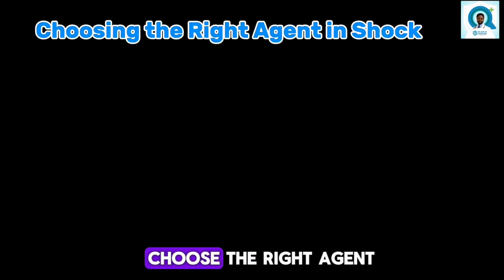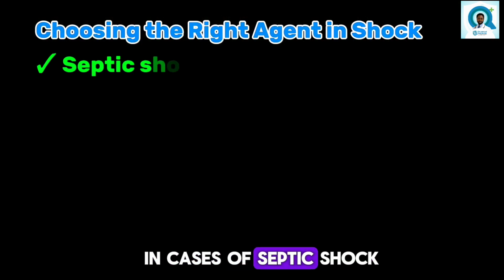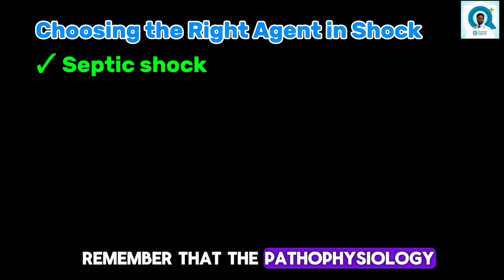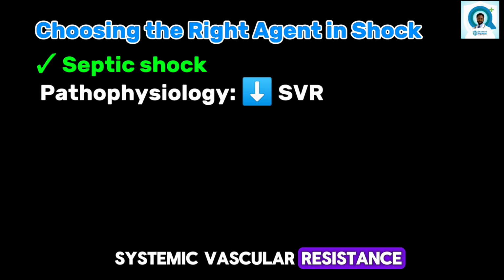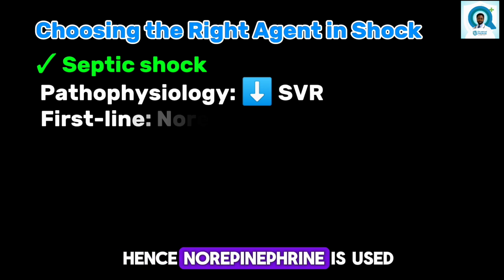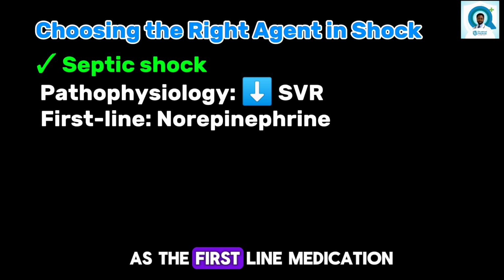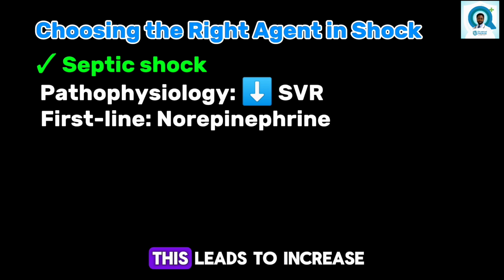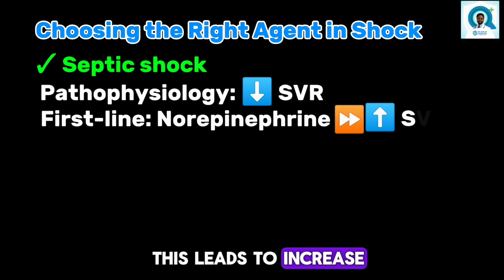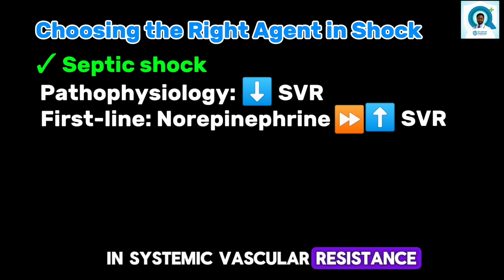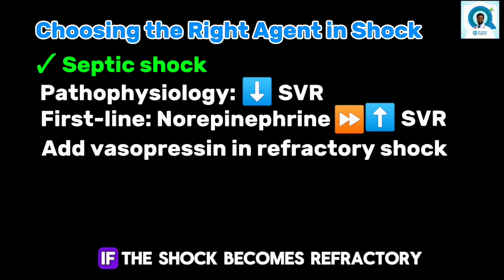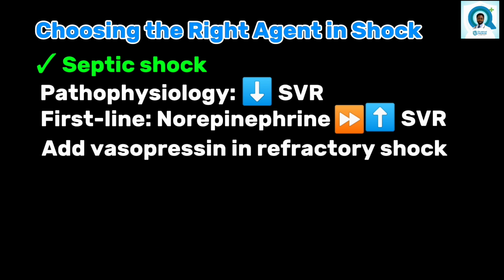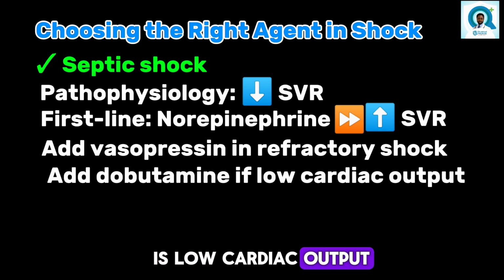Now, how do we choose the right agent? In cases of septic shock, remember that the pathophysiology is reduced systemic vascular resistance. Hence, norepinephrine is used as the first-line medication. This leads to increase in systemic vascular resistance. Vasopressin may be added if the shock becomes refractory. Also, Dobutamine may be added if there is low cardiac output.